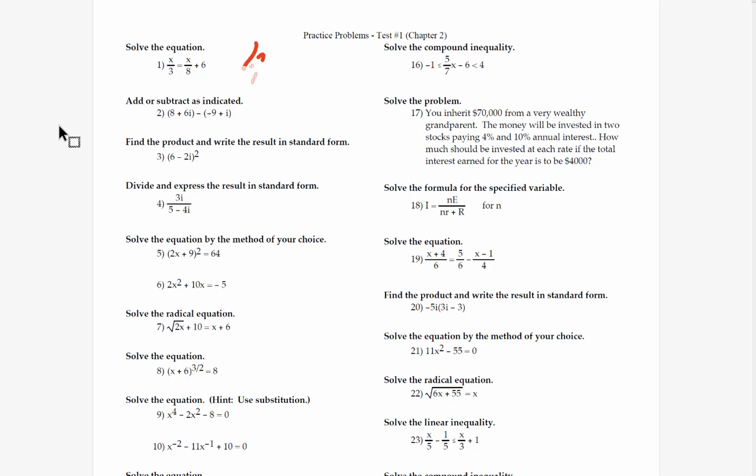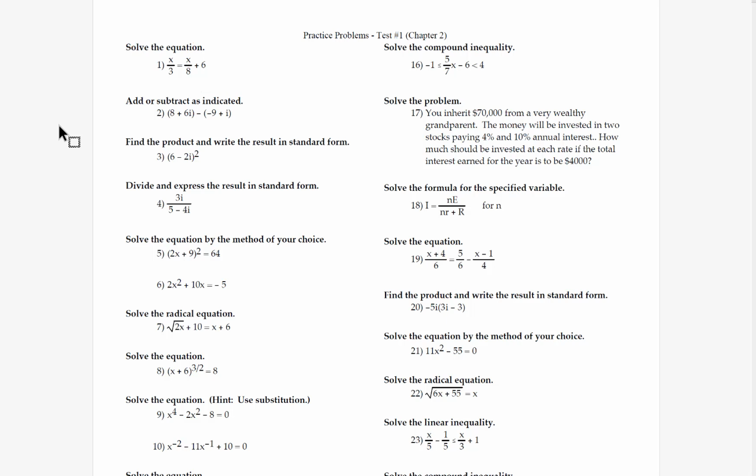In this video, we're going to look at mistakes that students tend to make on test number 1. This is just, in a sense, some random problems. So, if you want to solve an equation with fractions, you need to know how to do this.